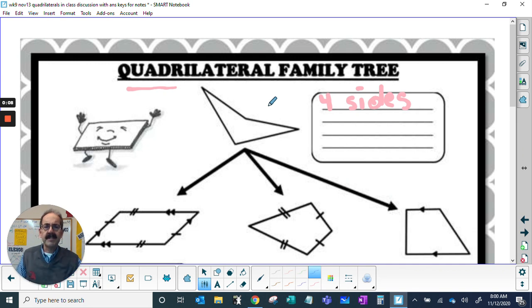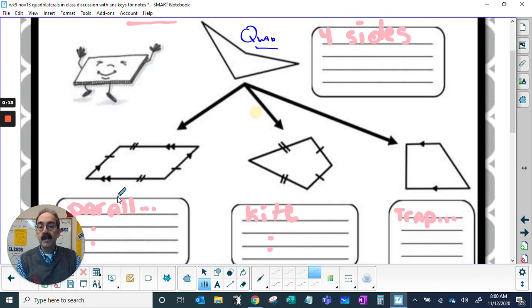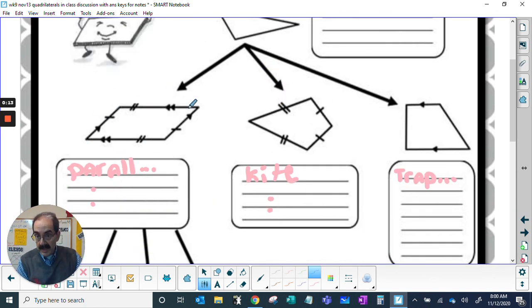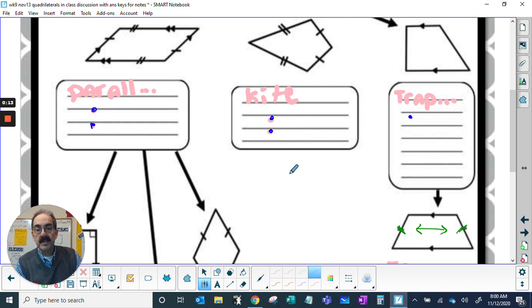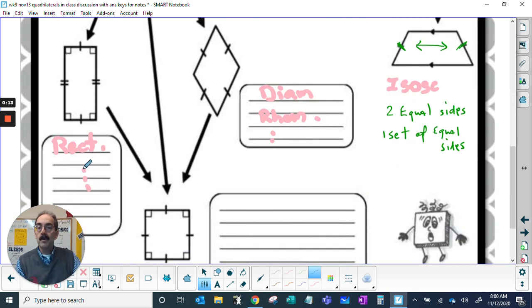The actual assignment today is to fill out the quadrilateral family tree. This is a quadrilateral. It is a four-sided object. This is a parallelogram. Four-sided object, but it has characteristics. A kite, four-sided object with certain characteristics. Trapezoid, certain characteristics. A rectangle with certain characteristics. A diamond or a rhombus, certain characteristics.